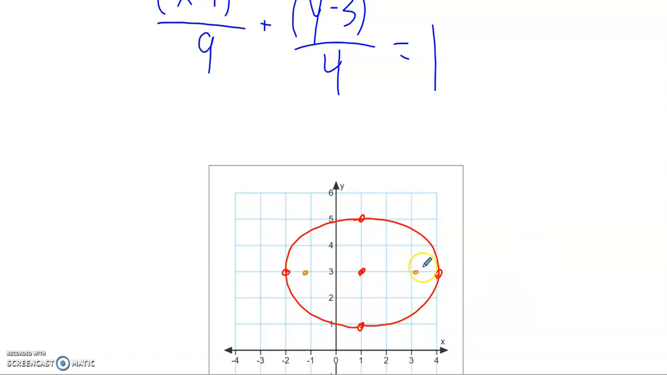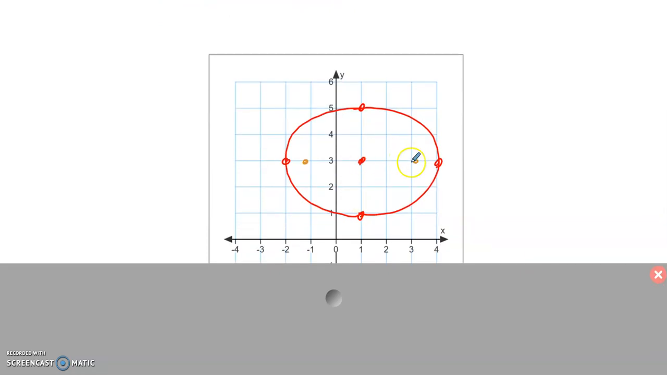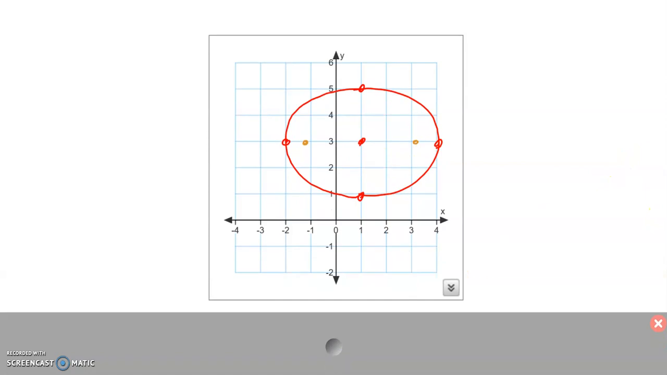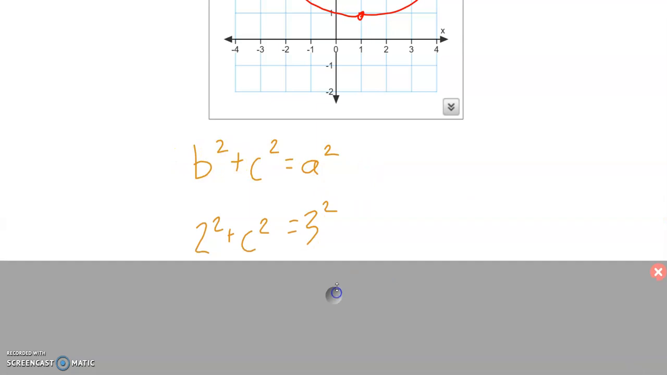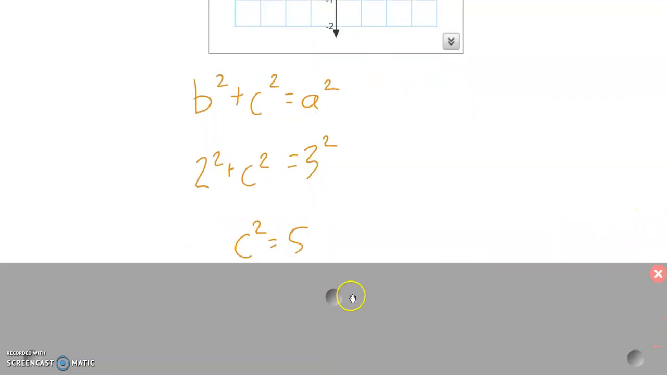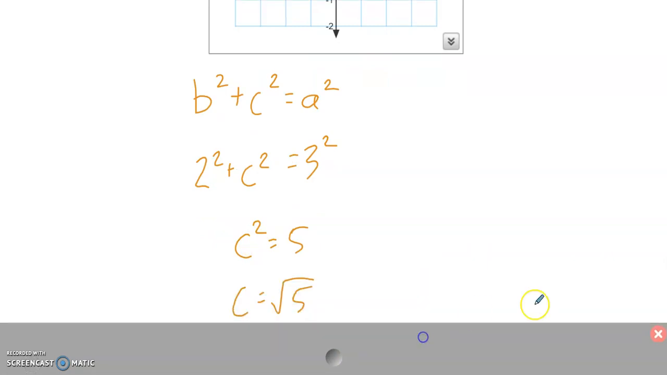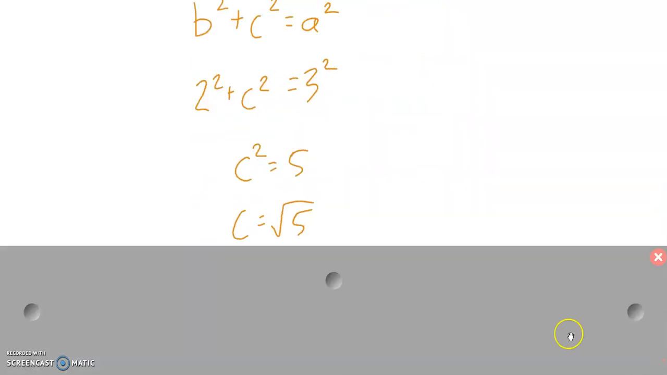And then I also need to identify where the foci are. The foci are going to be on this major axis here, since this way is longer. This is the major axis. But I need to find out how far away the foci are from the center by finding the value of c. So I use this formula, b squared plus c squared equals a squared, and I plug in my values for b and a. b is 2, a is 3, and then I'll get 9 minus 4 is 5, so c squared is 5, so c is the square root of 5, which would be a little more than 2. So that's how far away from the center I move to the left and right to get to the foci.